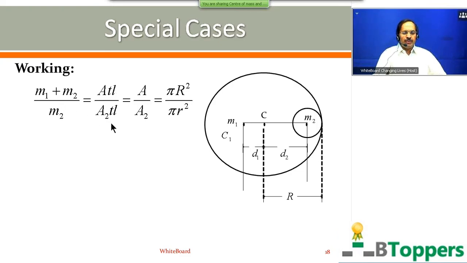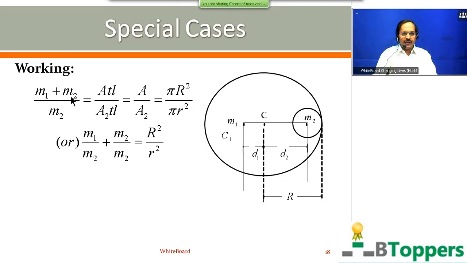So you get (M1 plus M2) by M2. That is the ratio of the mass of the original plate to the mass of the circular piece removed, equal to the ratio of the area of the original plate and the area of the circular piece removed. Area of the original plate you can write as pi into R square. Area of the circular piece removed equals pi small r square. Small r is the radius of this circular piece which is removed from one edge.